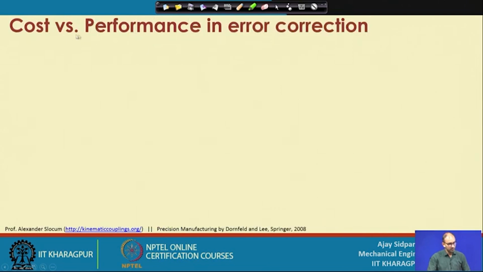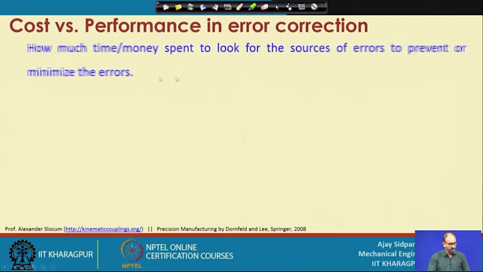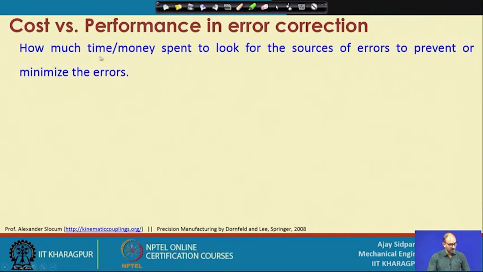So, another thing is the cost versus performance in error correction. Now, we know that we end up with error, and anyhow you have to remove those errors, but first we have to see what things you have to do to correct this error, and how much cost and time you have to spend for reducing or correcting those errors. So, what is important is how much time or money is spent to look for the source of the error, to prevent or to minimize it. Now, here you have to spend in two different ways.